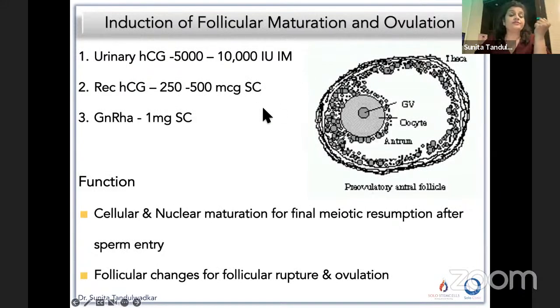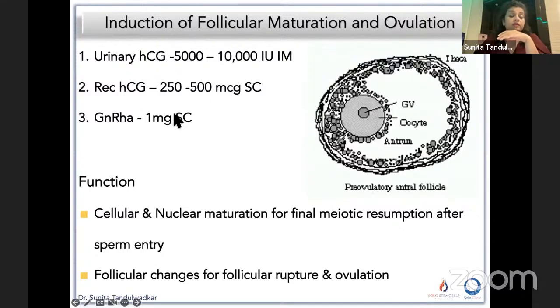Now, which are the drugs we can give? One, HCG, 5,000 or 10,000. Give 10,000 if there are no more than 2 or 3 follicles. Or recombinant, then only 1. And a GnRH agonist, if you are worried about OHSS, you can give an LH trigger.